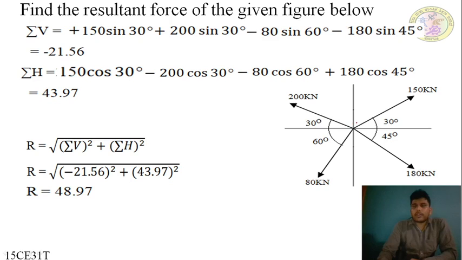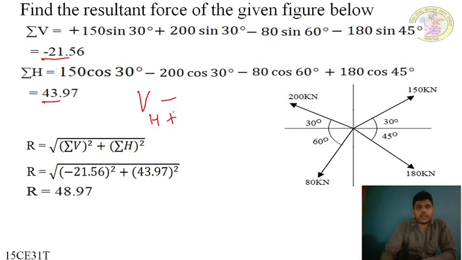We have to analyze where the resultant actually appears, either in the first, second, third, or fourth quadrant. For that, we have to know the signs of sigma V and sigma H. In the first quadrant, both are positive. In the second quadrant, sigma V is positive and sigma H is negative. In the third quadrant, both are negative. In the fourth quadrant, sigma V is negative and sigma H is positive.